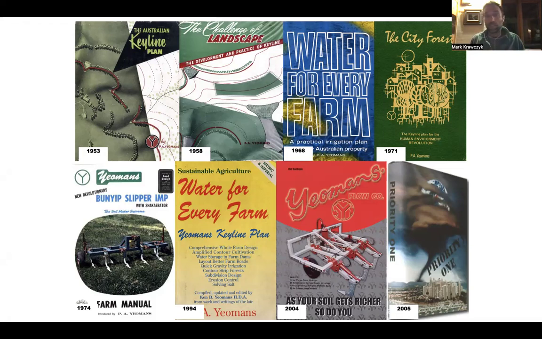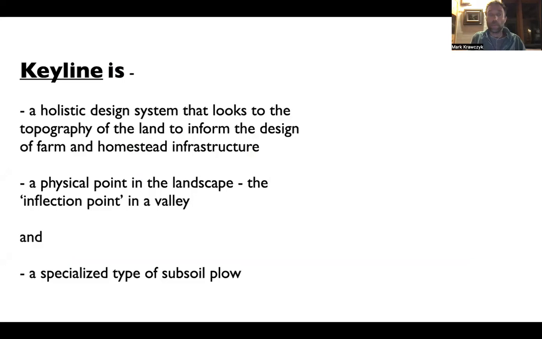Here's a number of his books on the subject, most of which are out of print, although you can access the top four at a website called soilandhealth.org, where you can find all sorts of out of print books in PDF form on regenerative and organic agriculture. His sons have since taken up that mantle, continuing to publish some work on Keyline and also continuing to produce the Yeomans Keyline plow.